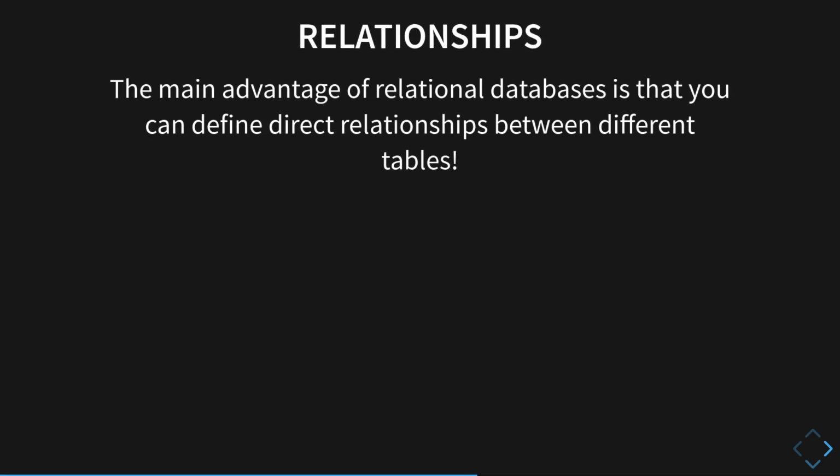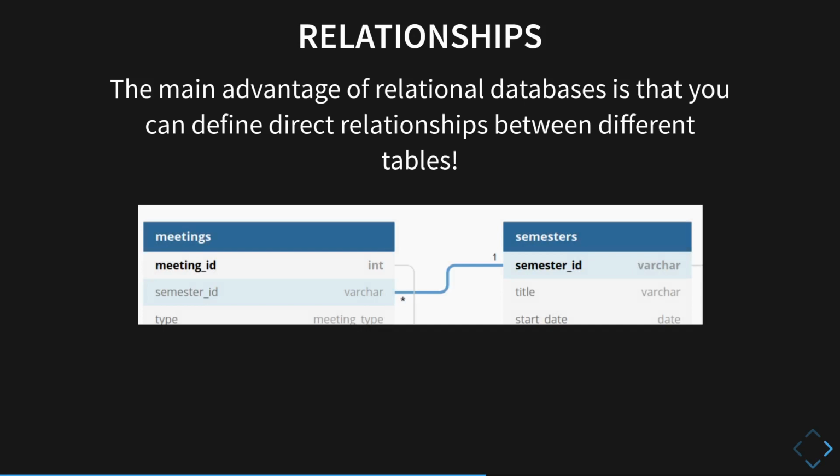Now, the main advantage of a relational database is in the word relational. You can define relationships between different tables. So here's a super important example. In this case, we see a messy screenshot. The semesters and meetings table has a connection between the two. And importantly, semester ID is connected to semester ID in both tables. Notice the 1. I don't know if you can see my mouse. The 1 and the asterisk.